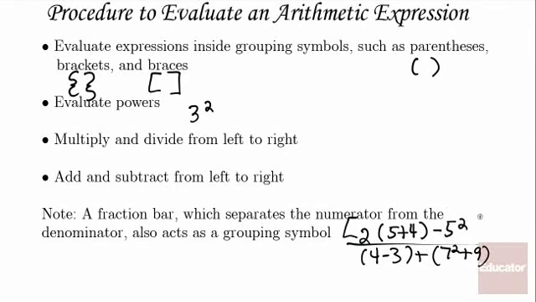It's telling me that I need to handle the numerator, get a result for that. Then I need to find the result for the denominator separately. Once I have those results, then I'm going to divide whatever it is I've found in the numerator by the result in the denominator. So a fraction bar can act as a grouping symbol like parentheses.